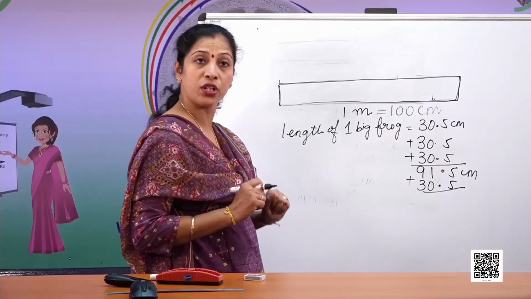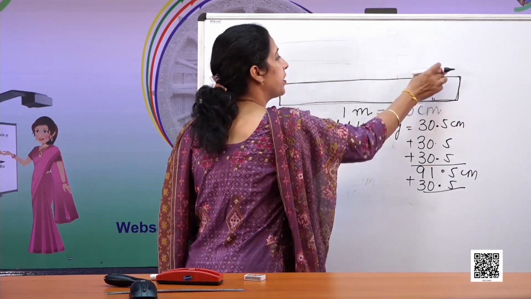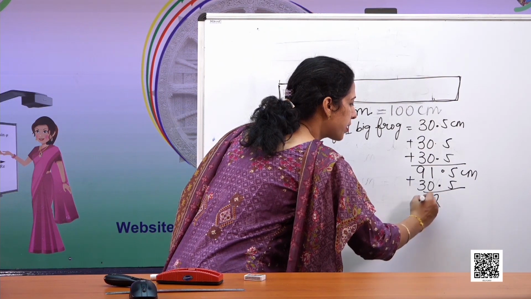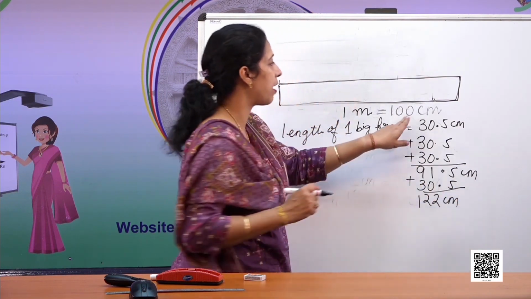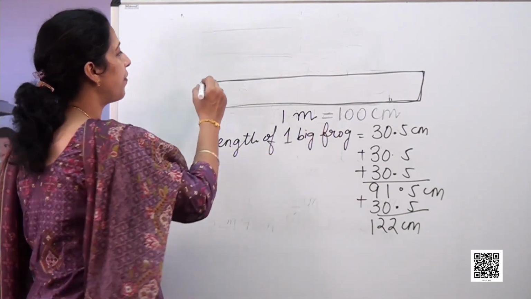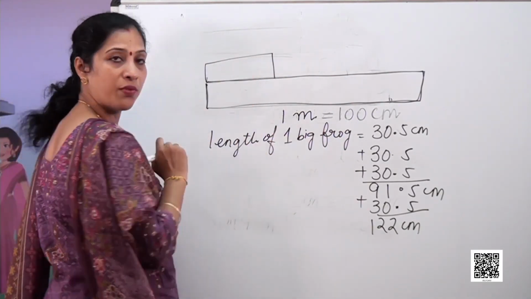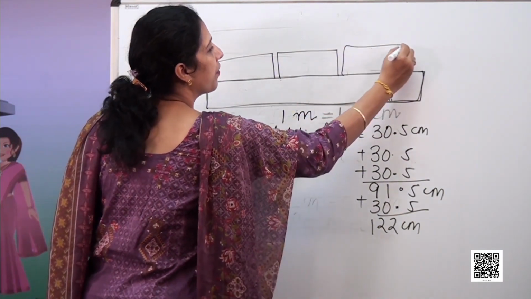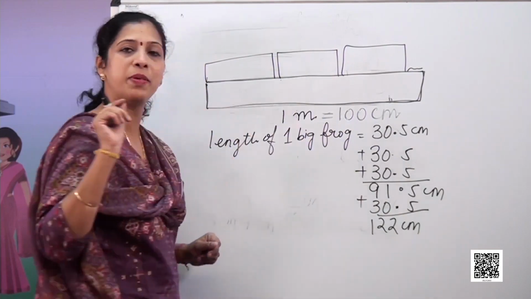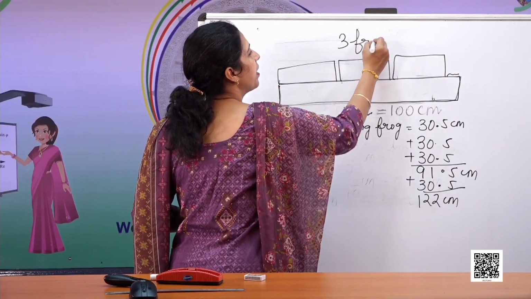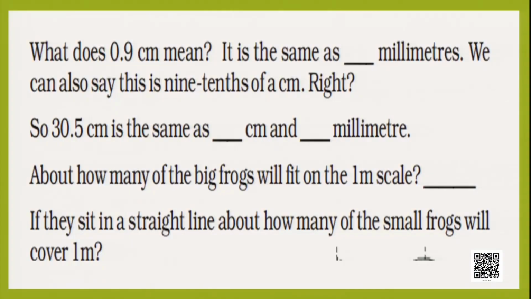No. It is not going to fit into this scale. It is 122 centimeter, but we have got a scale which is 100 centimeter. So how many frogs can fit into this? 30.5 one frog, 30.5 second frog, and 30.5 third frog, and a little bit of length will be left. So in total, 3 big frogs can fit into this 1 meter scale.